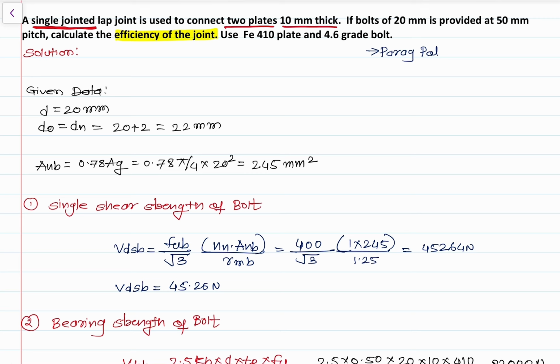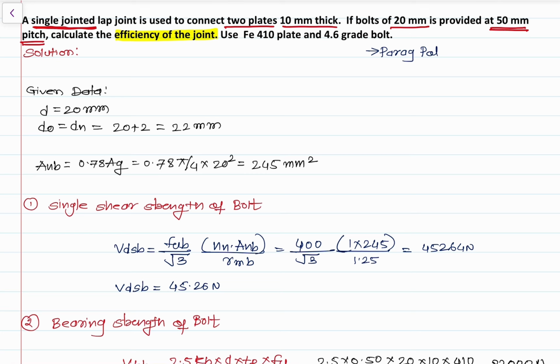So we have very basic data available here. A single lap joint is already used. They already designed it, and it is used to connect two different plates which have 10 mm thickness, right? Now there is a condition. If bolt of 20 mm is provided at 50 mm pitch, they have provided the bolt of 20 mm diameter at a 50 mm pitch. Calculate the efficiency of the joint.